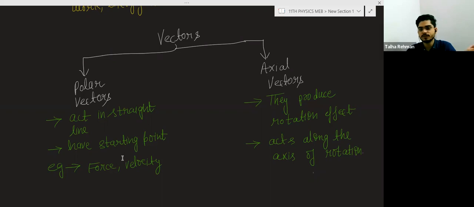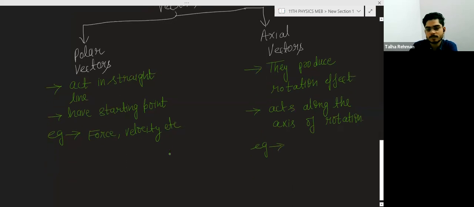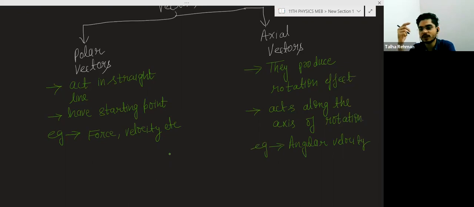In straight line motion we have already discussed these. For example, angular velocity. Like we have the linear velocity, when a body is moving in a straight line, you have a linear velocity, and when the body is in rotation, at that time the velocity will be angular velocity, like torque.